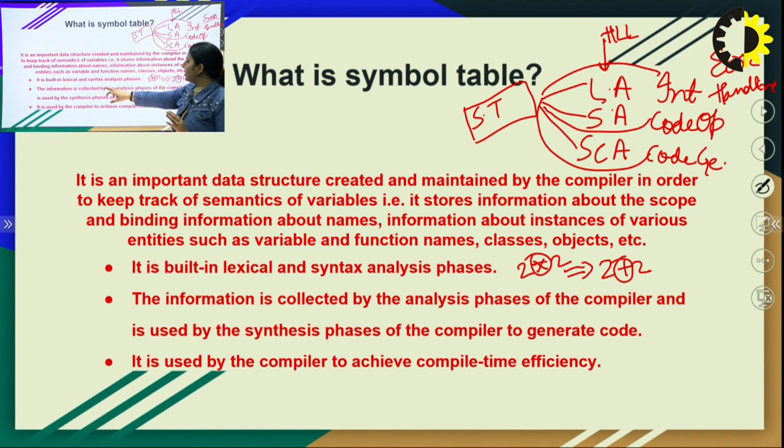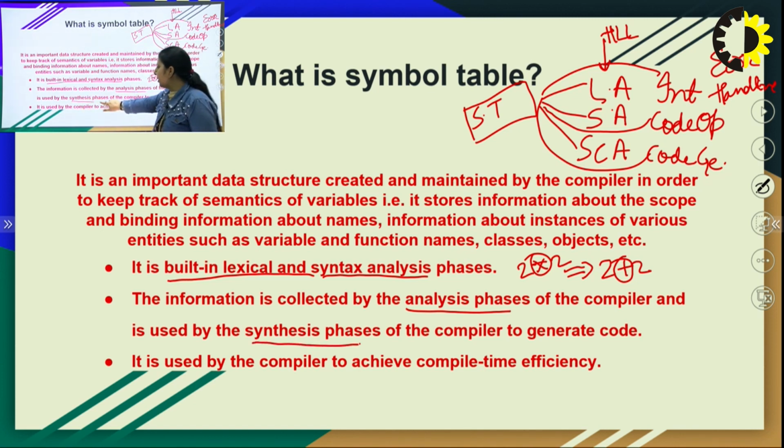So these two phases, that is the lexical analysis phase and the syntax analysis phase, create the symbol table. Then the information collected by the analysis phase of the compiler is used by the synthesis phase of the compiler to generate code. What is the analysis phase and the synthesis phase?